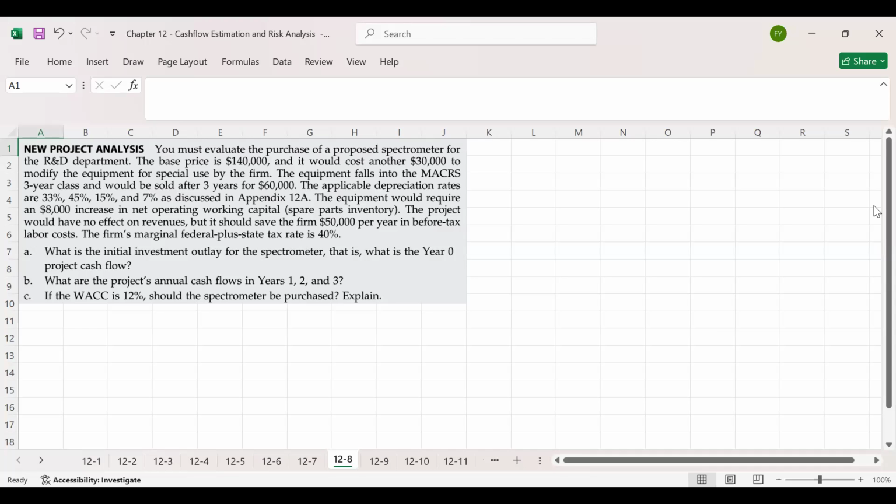So here we have this problem. You must evaluate the purchase of a proposed spectrometer for the research and development department. The base price is 140,000. So this is the outlay of cash, and it would cost another 30,000 to modify the equipment for special use by the firm. So this is the initial modification cost, and it should be capitalized. That is, it should be part of the cost of the machinery or the equipment.